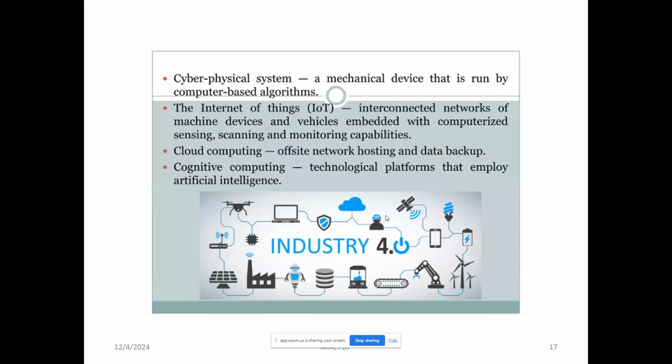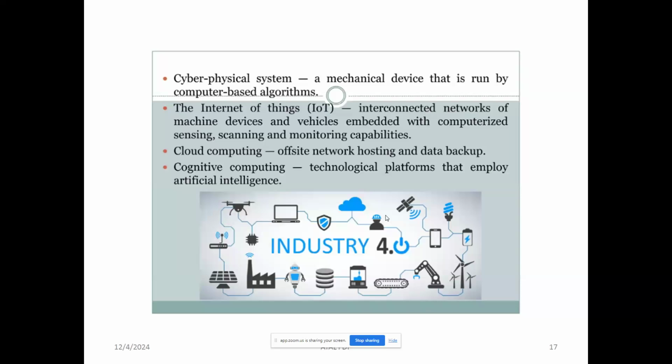And IoT, Internet of Things, means the interconnection of machines, devices and vehicles which are embedded with computerized sensing. So machines are embedded with computers. That is called the Internet of Things, which includes computerized sensing, scanning, and monitoring facilities. We can connect an appropriate number of sensors which can sense the physical quantities wherever we would like to monitor. First is sensing, so appropriate sensors are to be used.